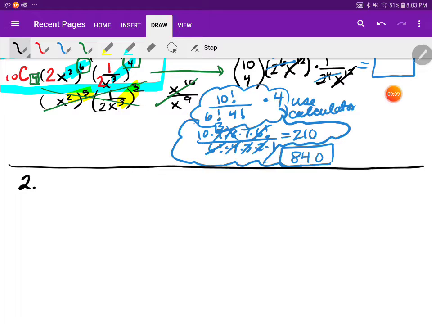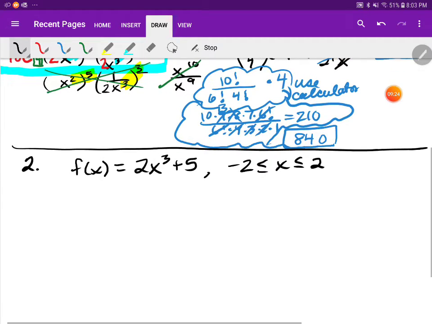Okay, the function f is defined by f of x equals 2x to the 3rd plus 5. And there's a domain restriction. I wouldn't need a domain restriction. They just restricted it for some reason. So it says, what's the range? Now you need to be careful with the range.